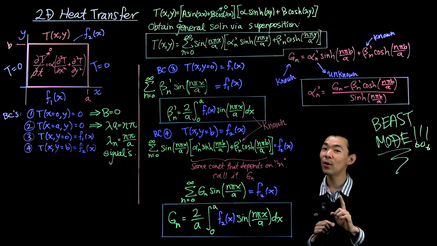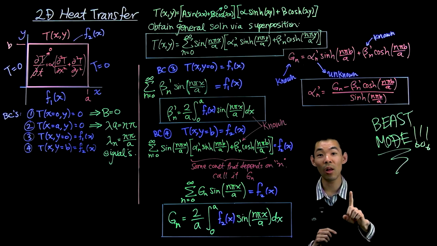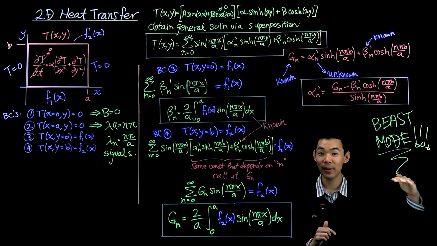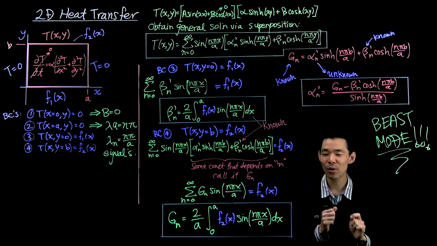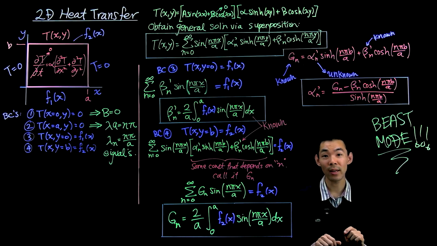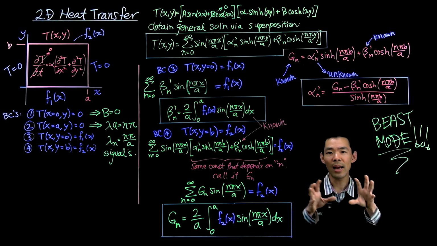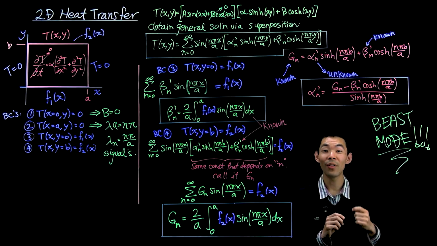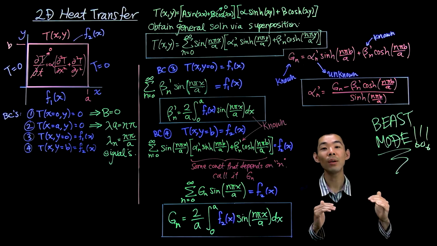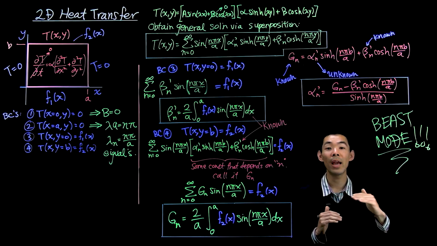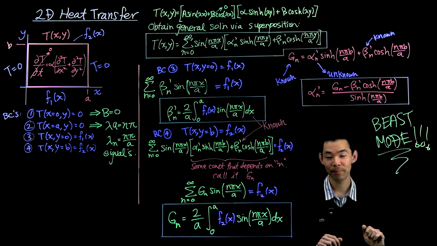So if you had gotten sines and cosines along the y direction and exponentials along the x direction, it would not have worked out. So the key point of the Sturm-Liouville theory that we've been talking about is this: sines and cosines, which are called eigenfunctions, only work along a direction where we have homogeneous boundary conditions.